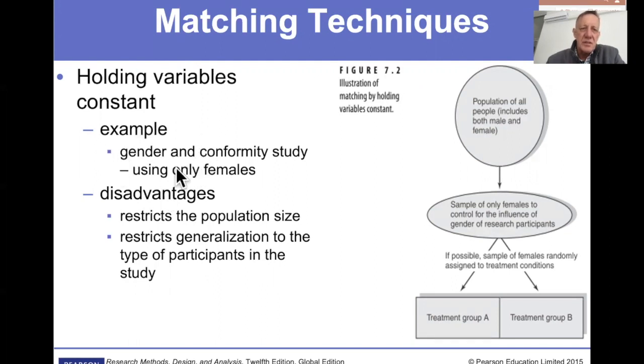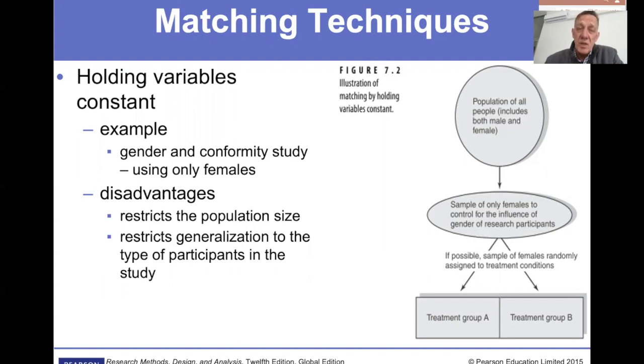Let's use this gender example and see how we hold gender constant as a variable. If we do a study on conformity issues and gender and so on, we probably would like to use only females. Look at the right-hand side. We have our population of all people, which includes both males and females, but for this particular study, we are going to draw a sample of only females to control for the influence of gender.